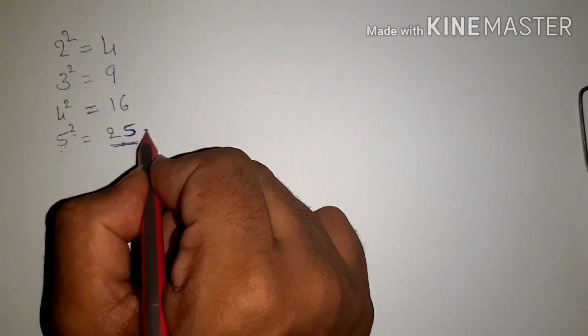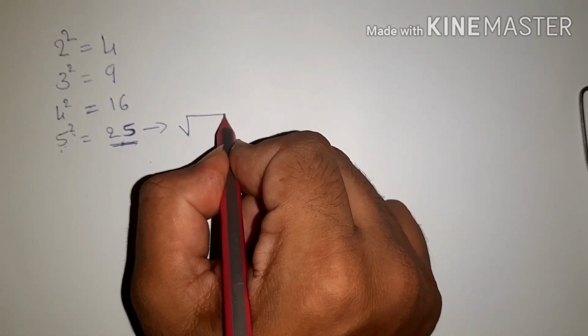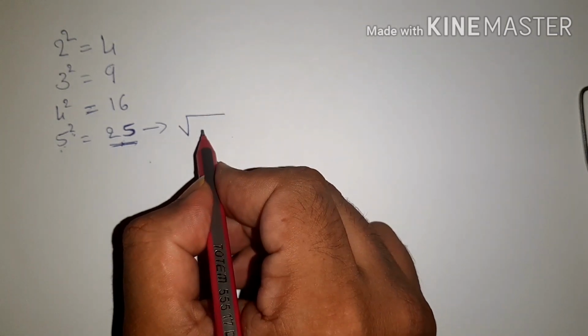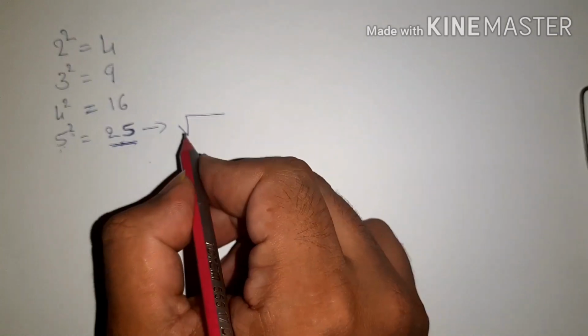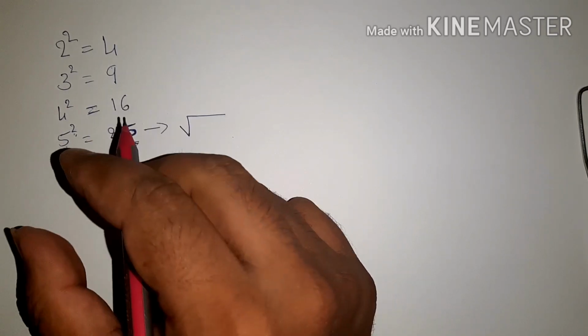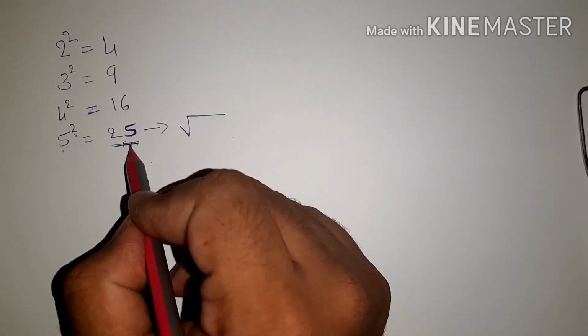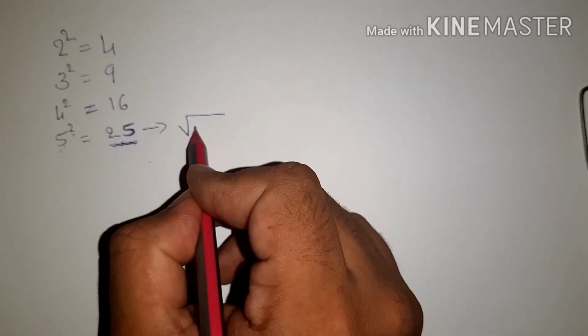For that we are using one symbol that is called square root. Square root is the operation which, if we apply it to any number, we get the smaller number. Here we got the bigger number by squaring, and now we are getting the smaller number by taking the square root of it.